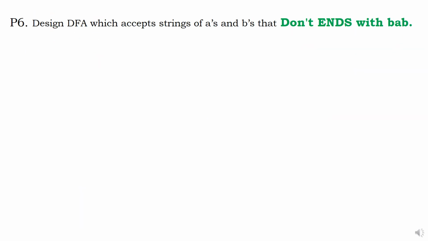Let us see this particular problem. In 2 minutes, we can complete this. Design DFA which accepts strings of A's and B's that does not NC with BAB. What is the previous problem? NC with BAB. Now it is does not NC with BAB, which means whatever was accepted in the previous problem, now I should reject. Whatever was rejected by the previous problem, now I should accept.